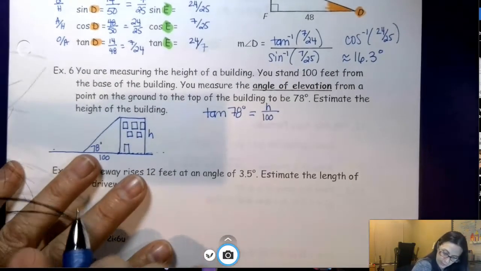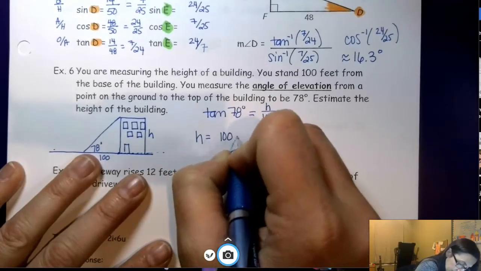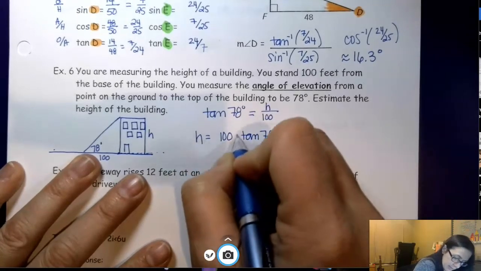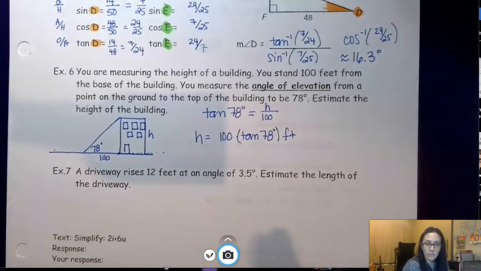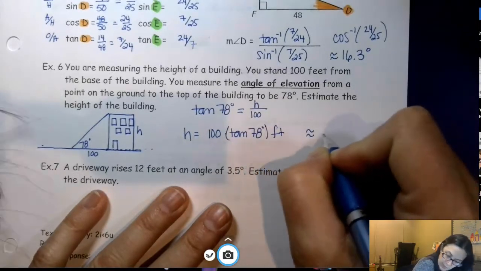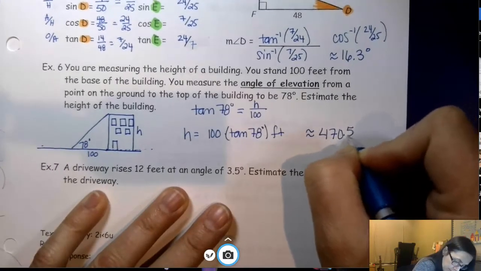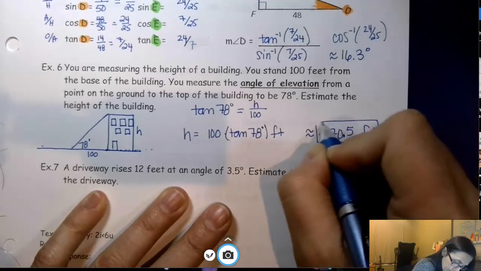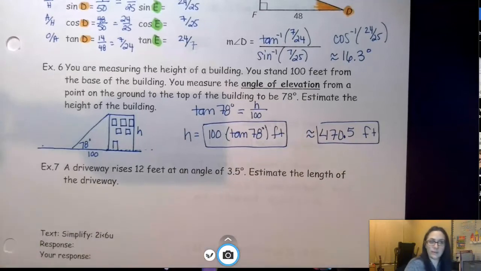Multiply both sides by 100. We're going to get h is equal to 100 times tangent of 78. Now what's really nice is this is your answer. You are done. But if you want to practice in your calculator, you can. And you should get approximately 470.5 feet. Go ahead and set up and do the same for the next one.